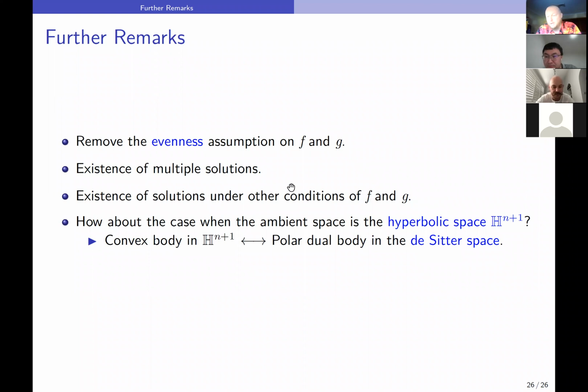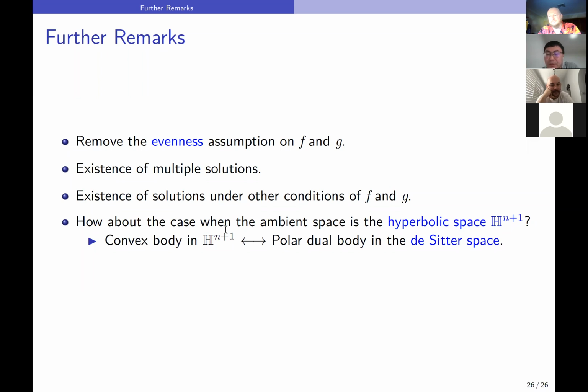No? My question was actually already, you just said it on your slide about the hyperbolic space. Maybe you could give us a few words about how that goes. Is it significantly different? Yeah, we are working on this, but we don't have any big progress. In this case, we can define a convex body in hyperbolic space. Unlike the case in sphere and Euclidean space, the polar dual body is some convex body in the de Sitter space.